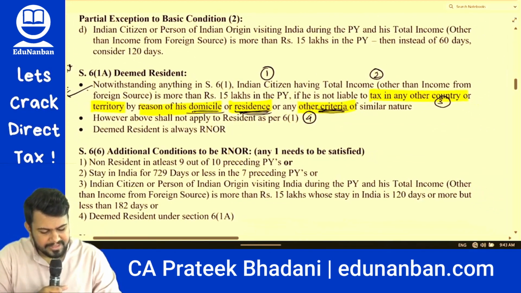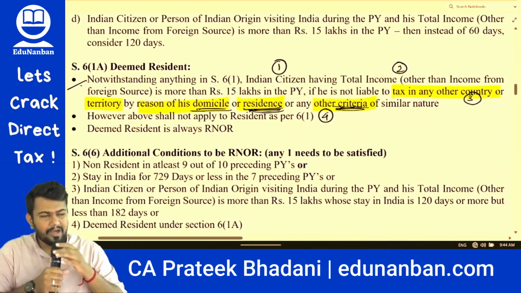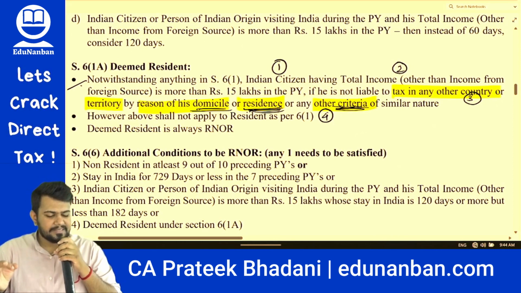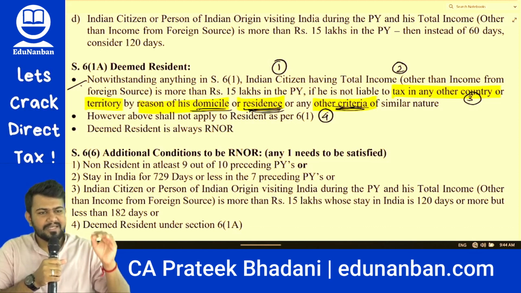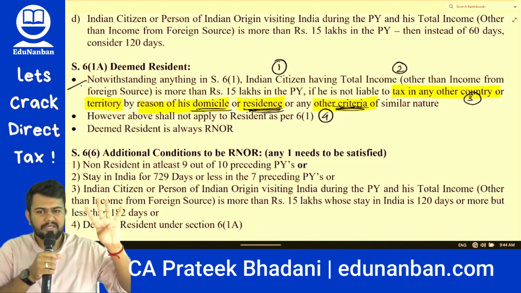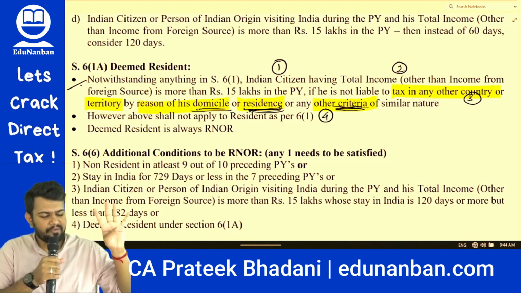Next, who is deemed resident? Notwithstanding anything contained under 6 subsection 1. Deemed resident is given under which section? Section 6(1A). You need to satisfy 4 conditions to become deemed resident. What are the 4 conditions?